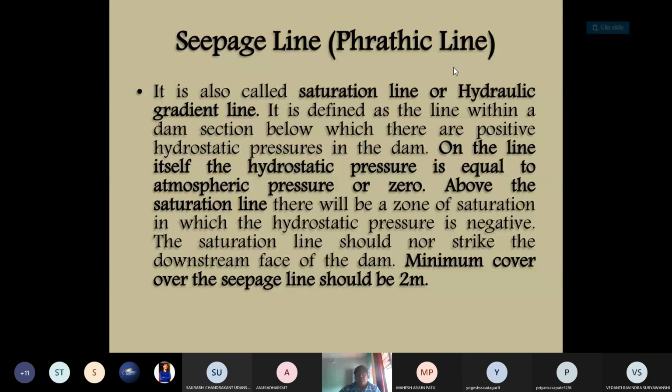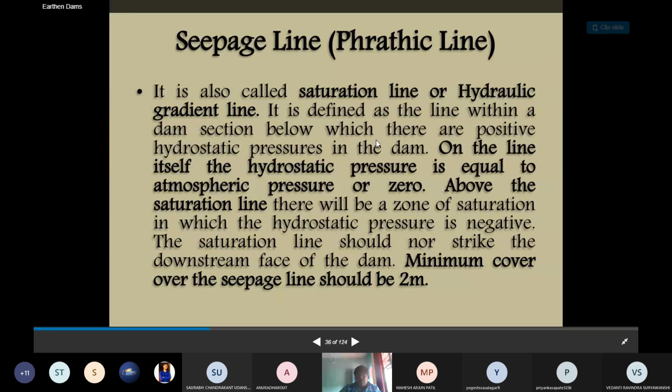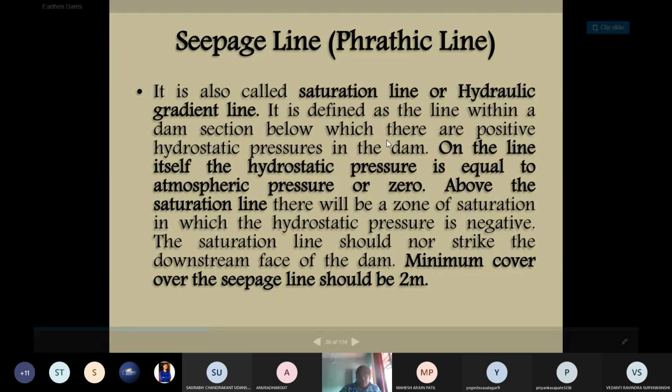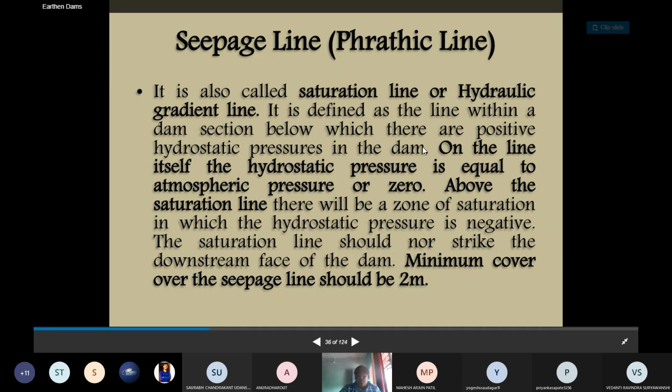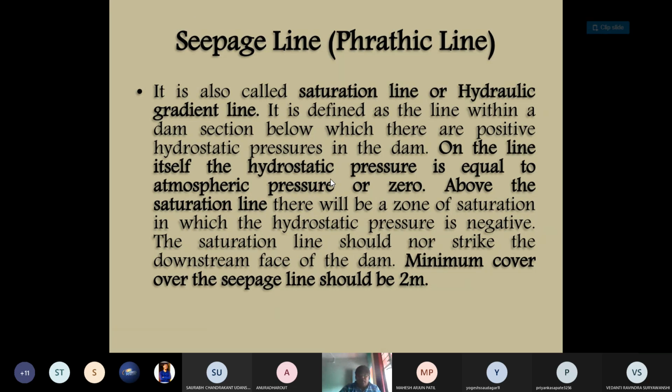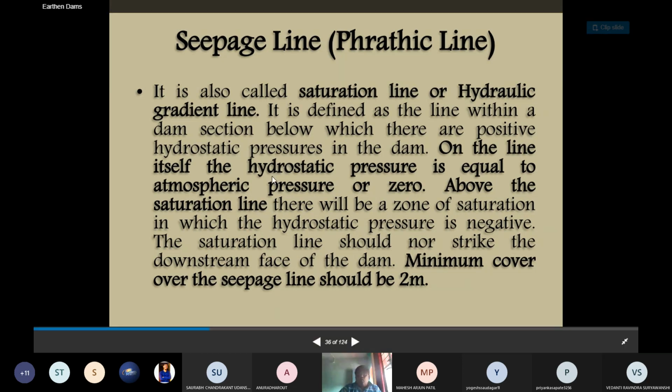It is also called the seepage line, the saturation line, or the hydraulic gradient line. It is defined as the line within a dam section below which there is positive hydrostatic pressure. There are no negative pressures there. On the line, the pressure is equal to the atmospheric pressure, or zero, when you look at the phreatic line within the body of the dam.